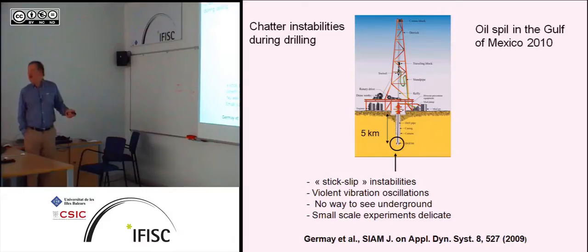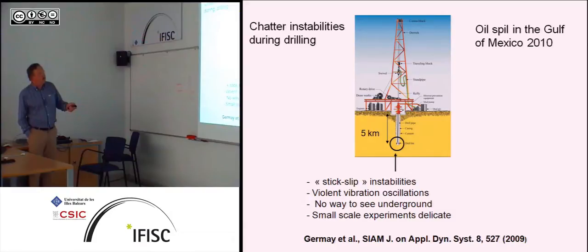Now, there's no way we can see underground what happens. Okay? You put a fiber, and the fiber will disappear with it. You can do experiments on a small scale, but they are very delicate, because you have to put huge forces on scale, you know. And I only know one laboratory that does that, which is in Australia. So people are going there to do the experiments. Okay? So we have to rely on models. And it's only recently that people started to worry about how you model that type of instabilities.